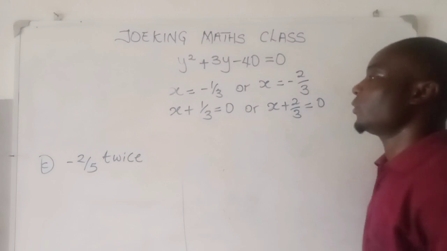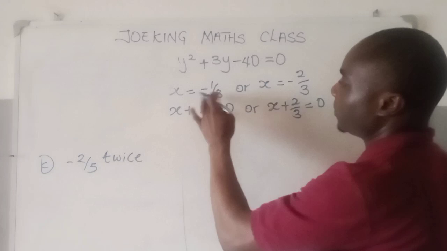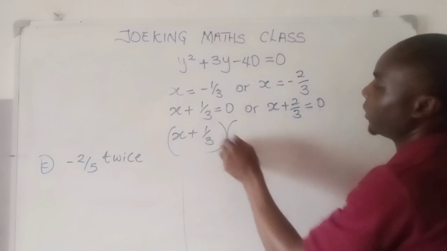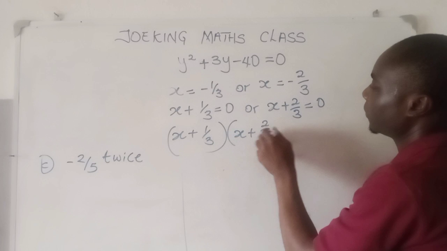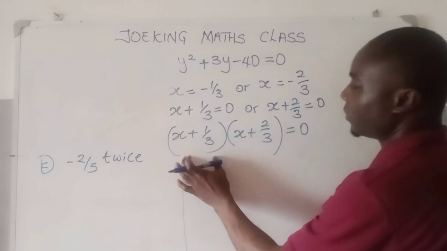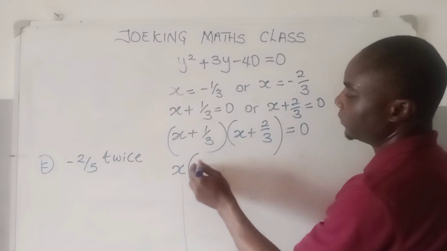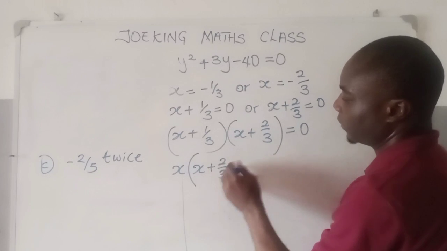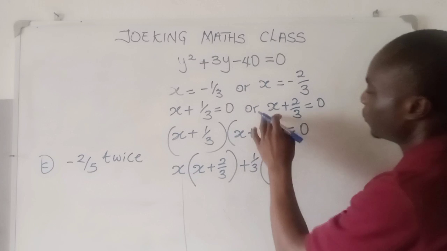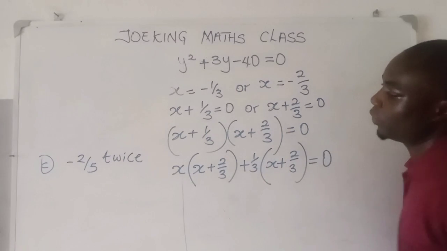So the next thing we're going to do now, since both equations are equal to 0, we can combine them. We can put x plus 1 over 3 in brackets, and x plus 2 over 3 also in brackets, and both are equal to 0. We can now use what is in this bracket to multiply this. So I'll bring down my x, bracket x plus 2 over 3, close my bracket, then plus 1 over 3, open bracket, x plus 2 over 3. And that's equal to 0.